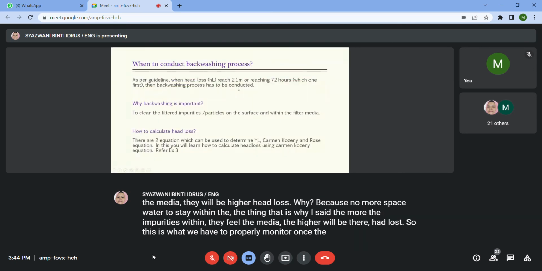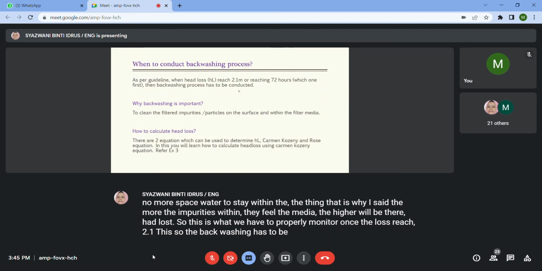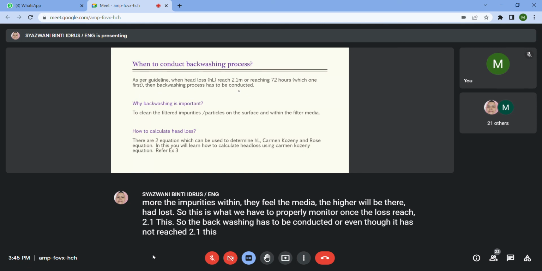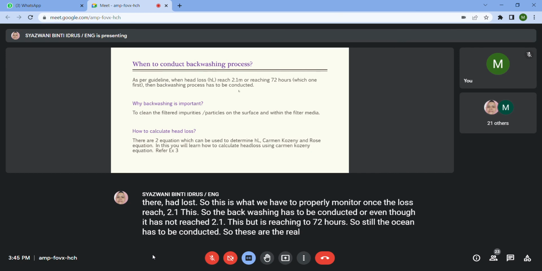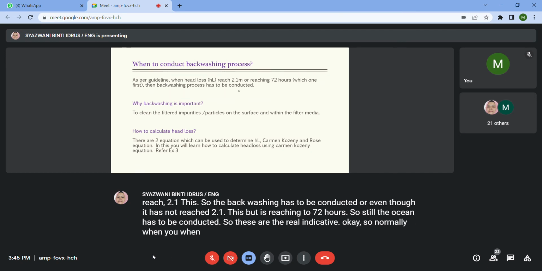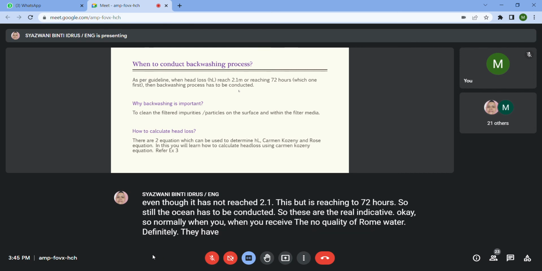Once the head loss reaches 2.1 meters, the backwashing has to be conducted. Or even though it has not reached 2.1 meters, but is reaching 72 hours, backwashing still has to be conducted. So these are the real indicators in a water treatment plant. Normally when they receive low quality raw water, they definitely have to conduct frequent backwashing.